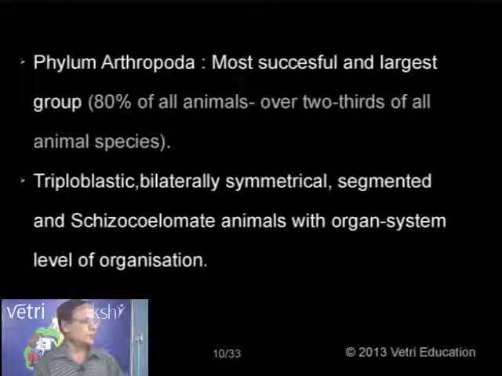So we have seen already the diversity among the invertebrate groups, starting from the porifera up to the annelids. Now we will proceed once again with the further groups in the invertebrate category. The next one we have is phylum Arthropoda.